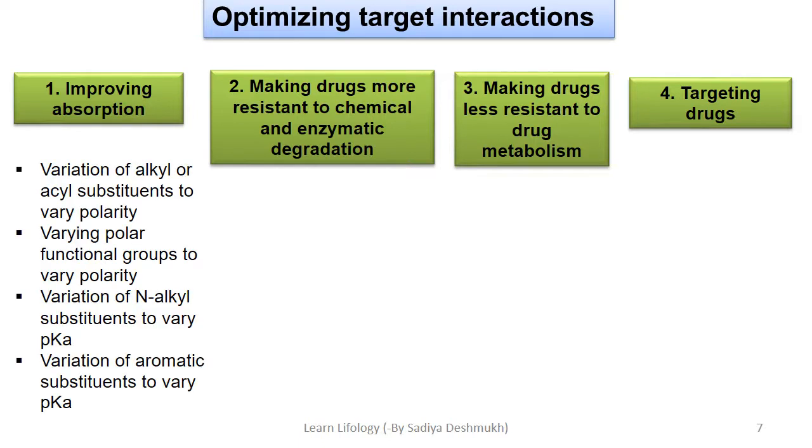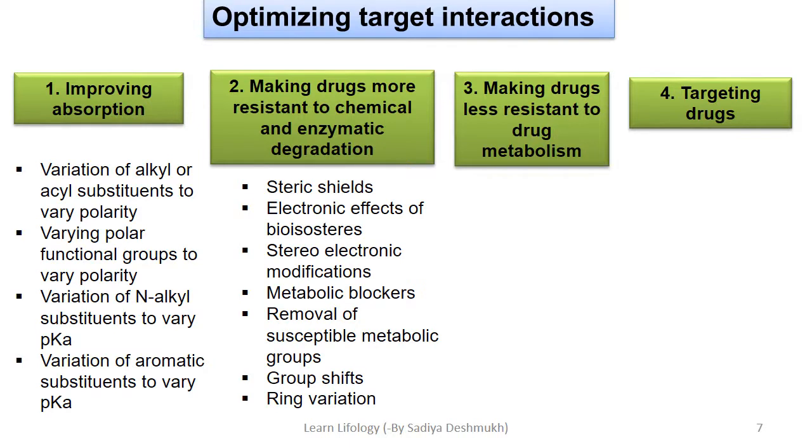So in improving absorption, variation of alkyl or acid substituents to vary polarity, there should be better absorption of the drug. Varying polar functional groups to vary polarity, we can do here. To vary the polarity we can change the functional groups. Variation of N-alkyl substituents to vary pKa values. Variations of aromatic substituents to vary pKa, because these are some of the important factors which we should consider while talking about the absorption of the drug.